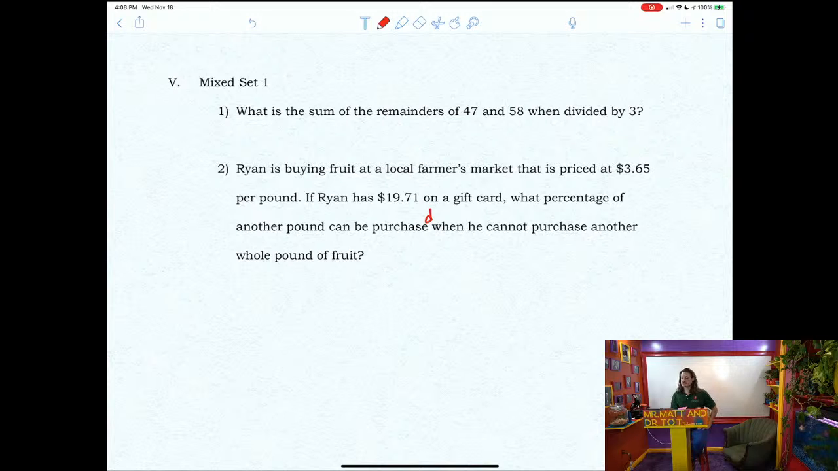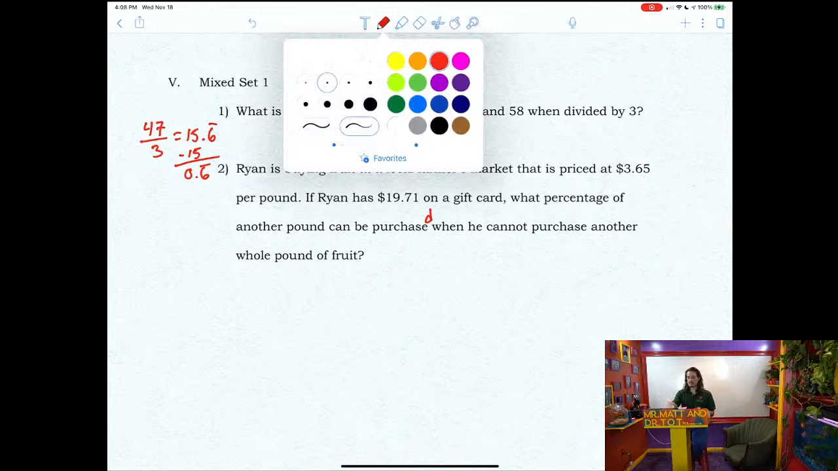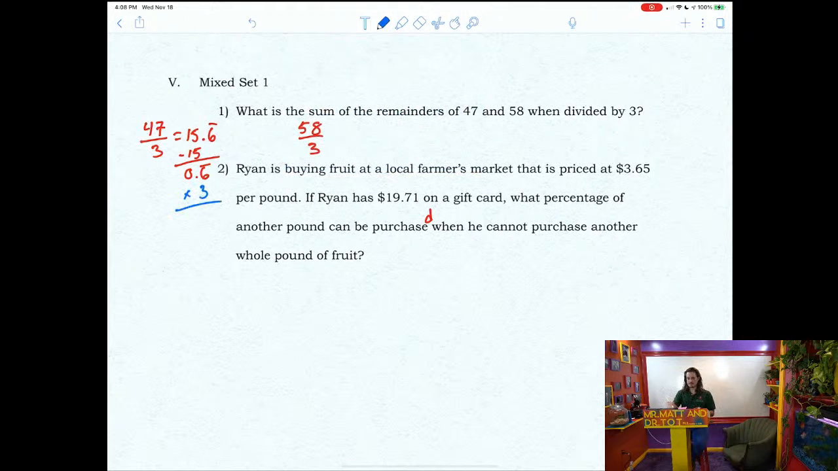Okay, so number 1, what's the sum of the remainders of 47 and 58 when divided by 3? So let's look at what happens when we take 47 divided by 3 or 58 divided by 3. 47 divided by 3 is going to be 15.6 bar. The bar just means that it repeats forever. If I subtract away the 15, I'm going to get 0.6 bar, and then you multiply that by the original divisor of 3. That's going to give you 2.